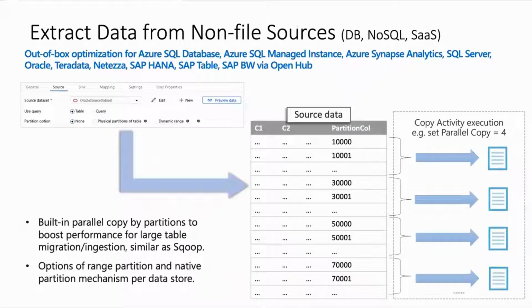Then there is extraction of data from non-file sources like databases, NoSQL, and SaaS applications. It optimizes out of the box for Azure SQL Database, SQL MI, Synapse Analytics, Oracle, and Netezza. These are some of the common data sources, and it optimizes for them. On top of that, you can use a query to get incremental data, or use a partitioning option if there are physical table partitions or a dynamic range which can be used to partition the query for scale.